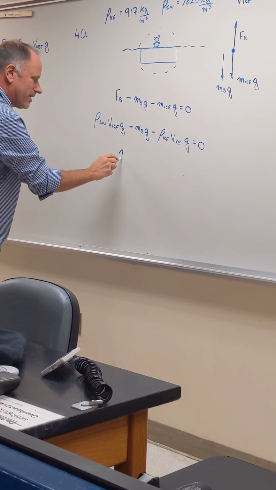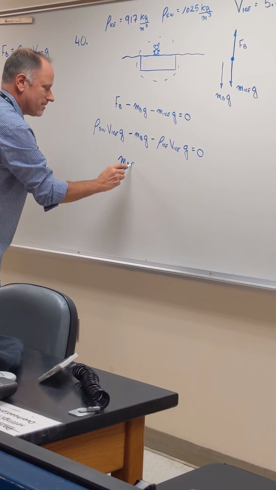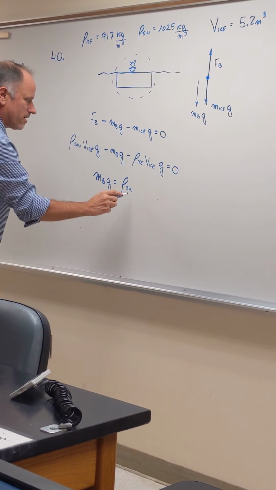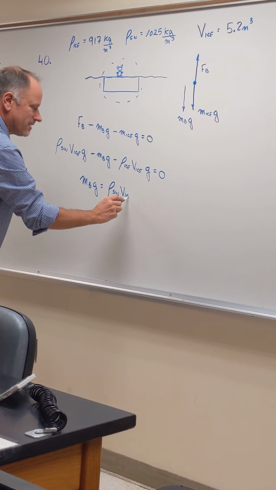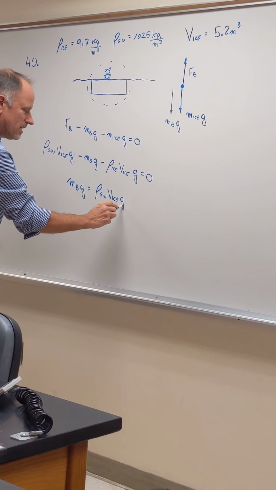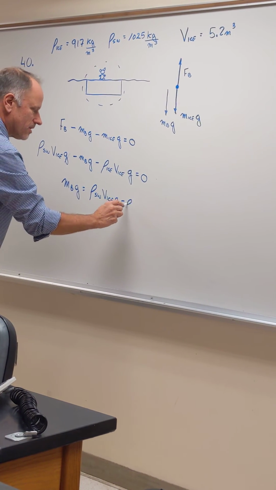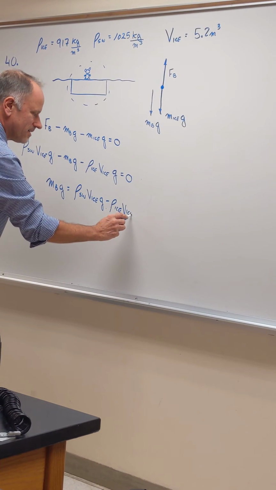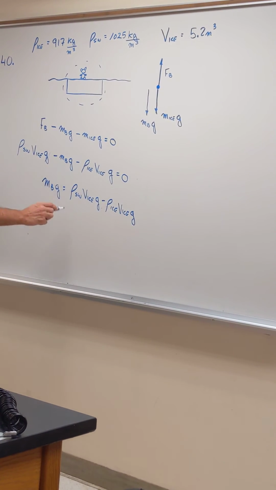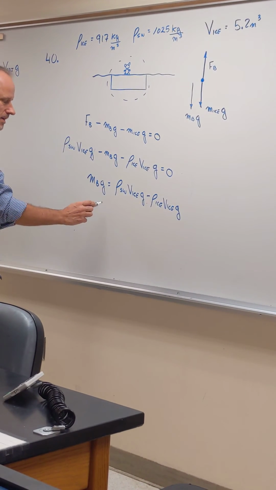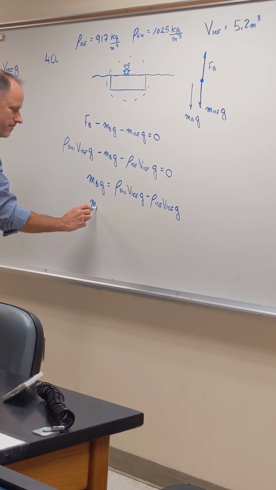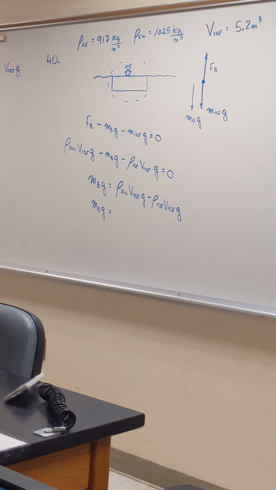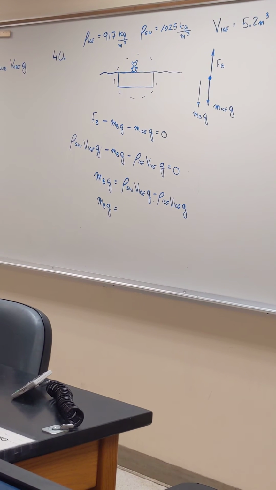So I'm just going to go ahead and write this out. The weight of the bear equals rho salt water times volume of ice times g, minus rho ice times volume of ice times g. So when you calculate this value, that will give you the weight of the bear. Go ahead and plug that in.